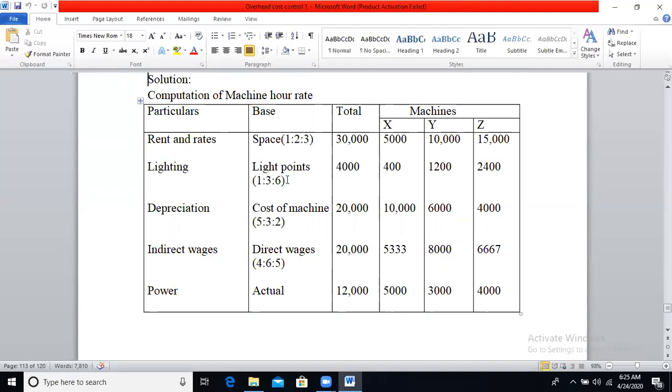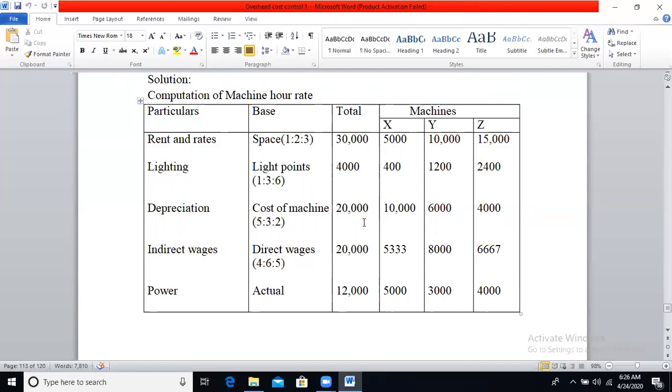And for lighting, the total value of lighting will be 4,000. So we will consider lighting points as the basis. So the ratio will be 1 is to 3 is to 6. So add this ratio 1 plus 3 plus 6, you will get 10. For machine X, 4,000 into 1 divided by 10, you will get 400. For machine Y, 4,000 into 3 divided by 10, you will get 1,200. And for machine Z, 4,000 into 6 divided by 10, you will get 2,400.